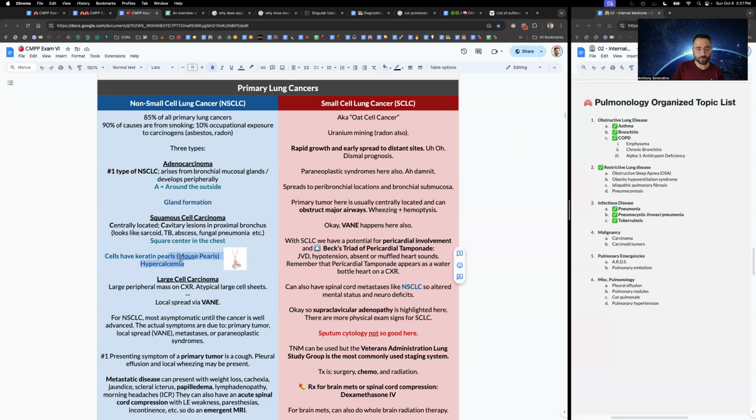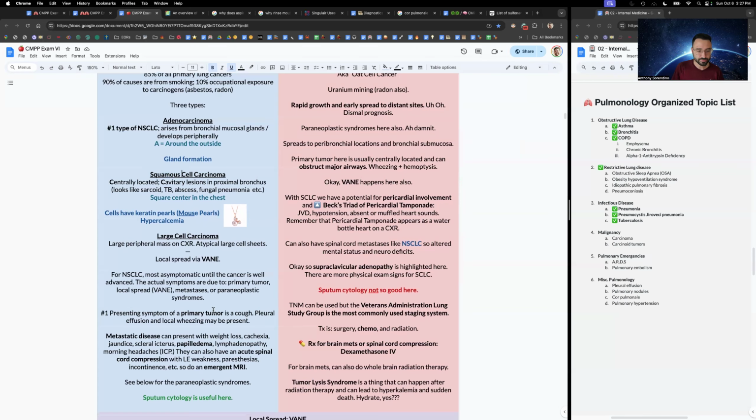And these are going to be your squamous pearls. So yeah, think of like a Mickey Mouse pearl necklace. And that's going to help you remember squamous and keratin pearls. So that makes that little connection. What are those keratin pearls? They're pearls of keratin, but you also get hypercalcemia.